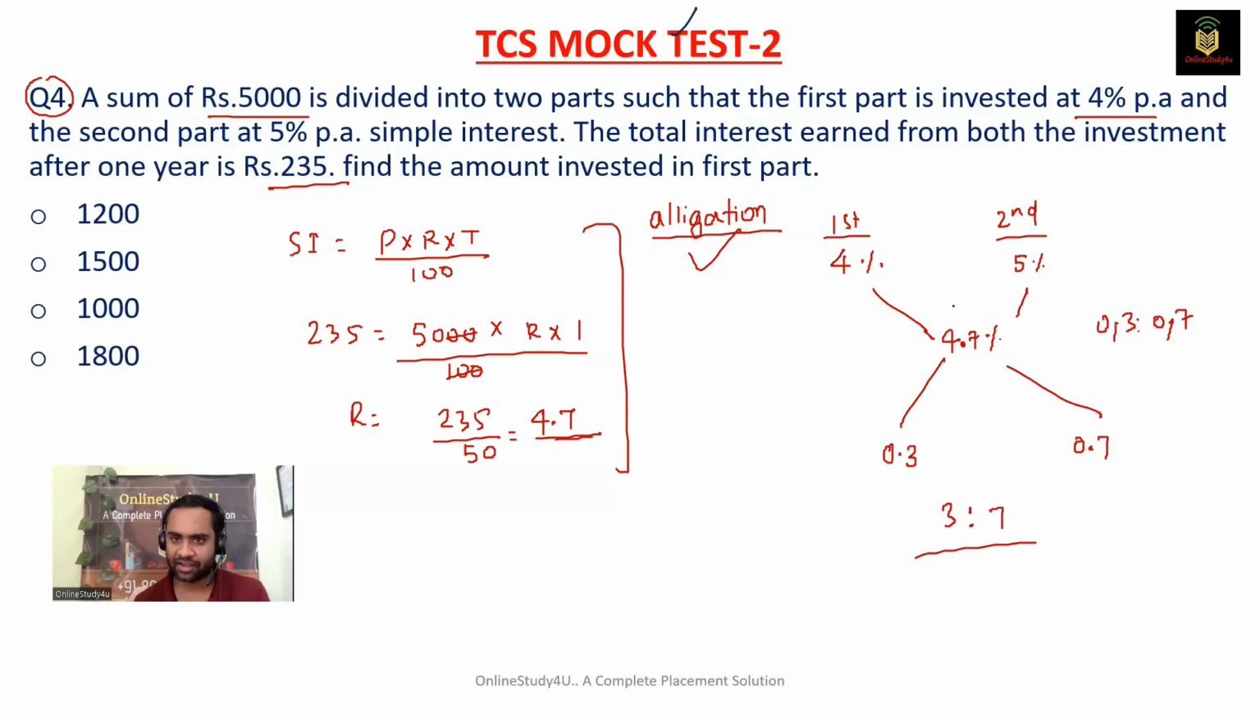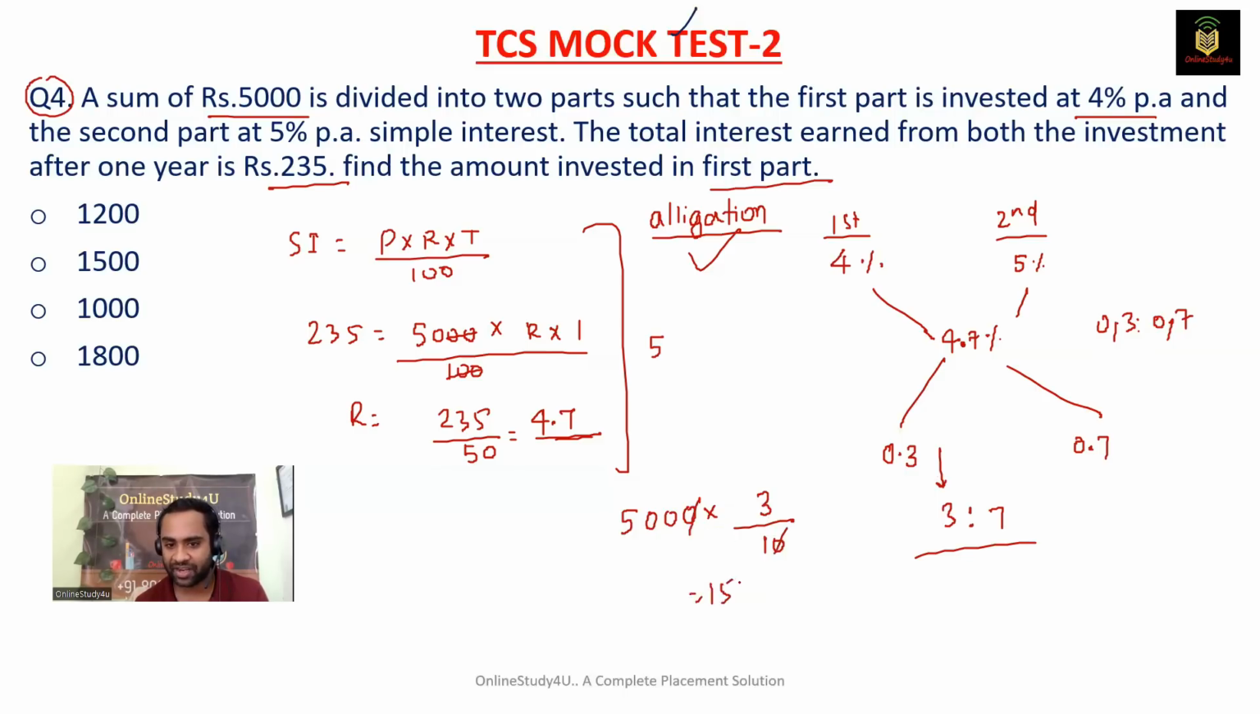That means, first part. So total amount was 5,000 rupees. Total amount was 5,000 rupees. Okay, and 3 parts were invested in the first part and 7 parts were invested in the second part. They're asking the amount invested in the first part. So total 3 plus 7 was 10. In the first part it was 3.